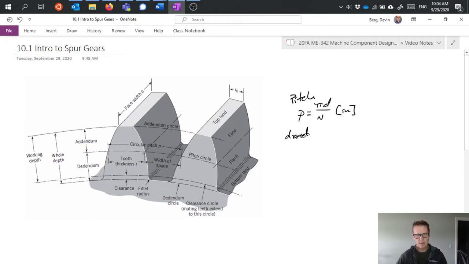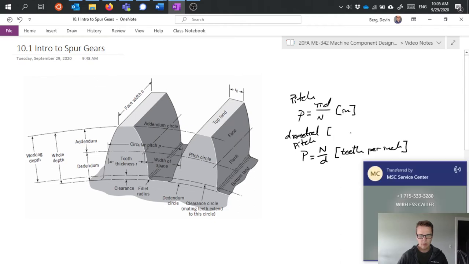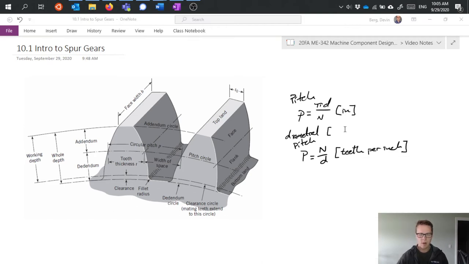However, many times, in most of our equations, we use what's called the diametral pitch, written with a capital P. It's kind of hard to distinguish here between a lowercase p and a capital P, but hopefully you're getting that. And it's equal to N over D with units of teeth per inch. This is in imperial; we're talking about imperial engineering units here.